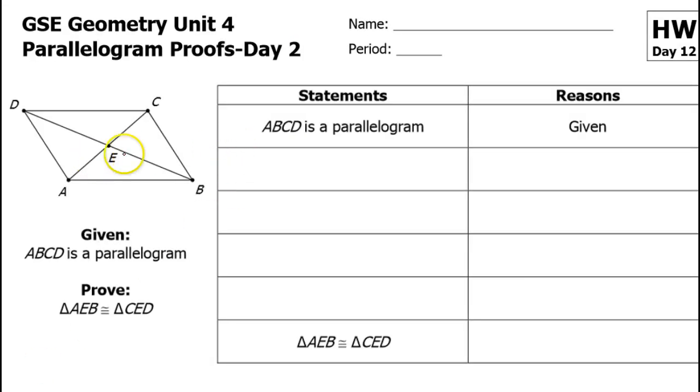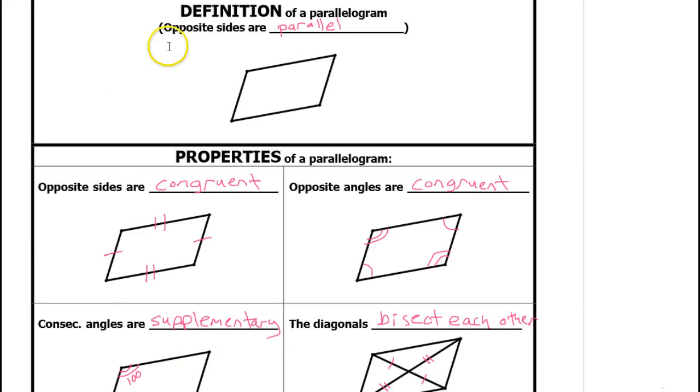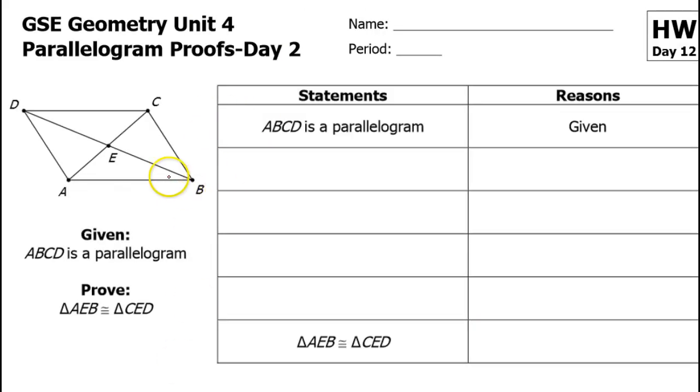All right, for the first proof, we are given that this quadrilateral is a parallelogram, which means that I can use the definition of a parallelogram as well as these 4 properties. But what are we trying to prove? We're trying to prove that triangle AEB, all right, so here's triangle AEB, and we want to show that that is congruent to triangle CED. So here's triangle CED.